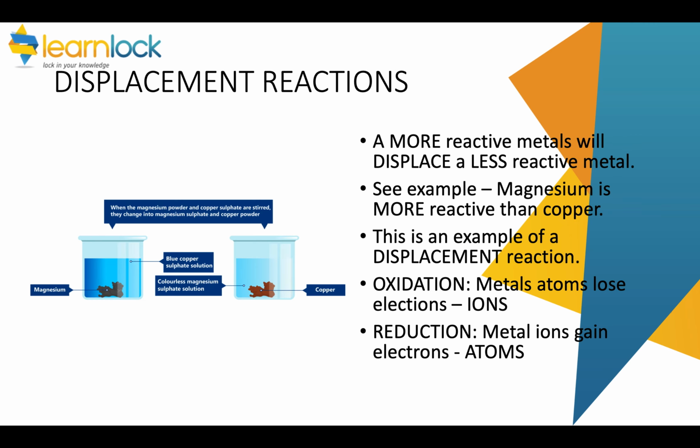Displacement reactions are when a more reactive metal takes the place of a less reactive metal. So you need to know the list of metals in the reactivity series for this. Look at this example. If you put magnesium into some copper sulfate, because magnesium is more reactive than copper, there is a displacement reaction. Magnesium takes the place of copper and forms magnesium sulfate, and leaves copper behind, which forms a residue on top of the piece of magnesium, turning it brown.